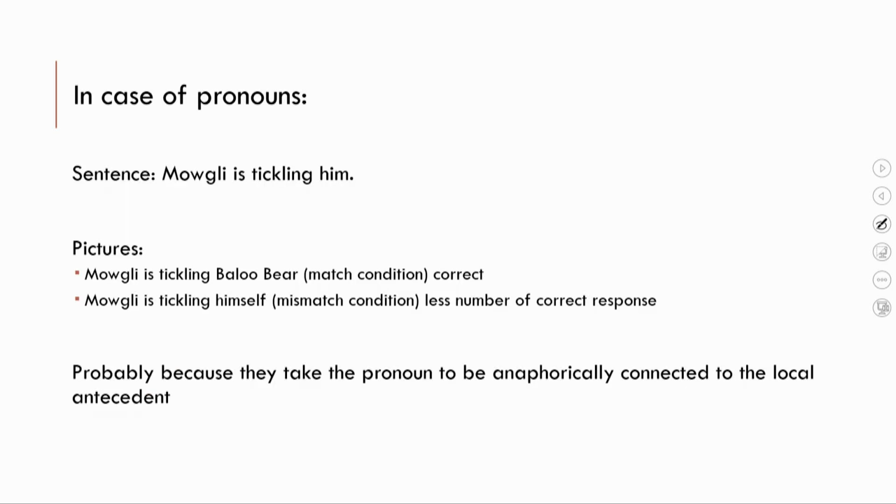So, whatever they thought, it might be, they just took chances. This is the reflexive. Now, let us look at the case of pronouns.